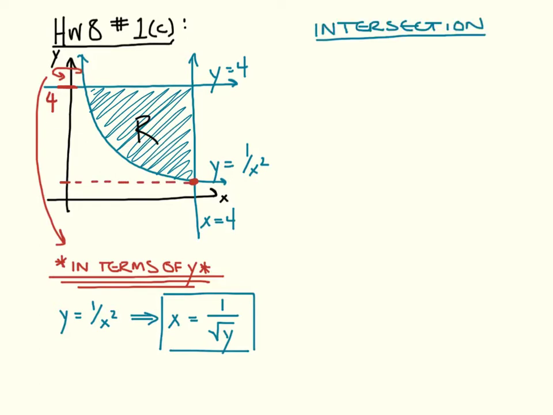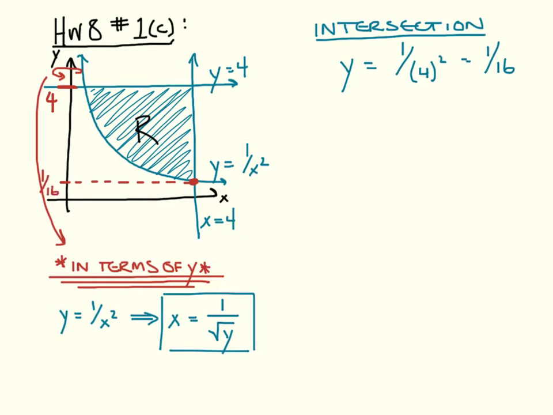We find intersections of curves by setting things equal to each other. So in this case, I want to figure out when y equals 1 over x squared, which is the same as x equals 1 over root y, meets x is equal to 4. I can either take this x equal to 4 and plug it in here and solve for y, or plug it in here and see what y has to be. That seems to be the easier of the two, so let's do that. We've got 1 over 4 squared, so that's 1 over 16. When x is equal to 4, y is equal to 1 over 16.